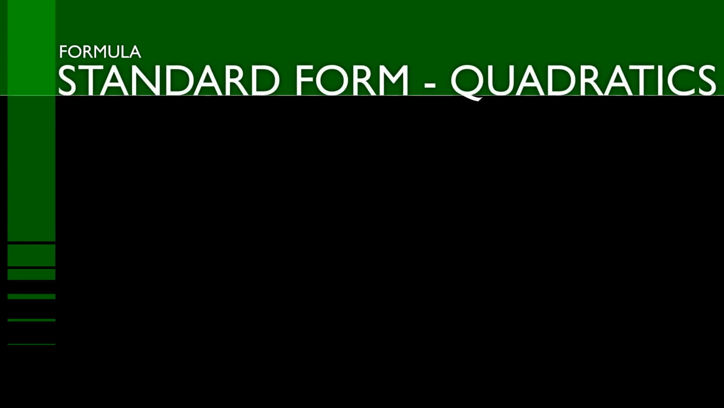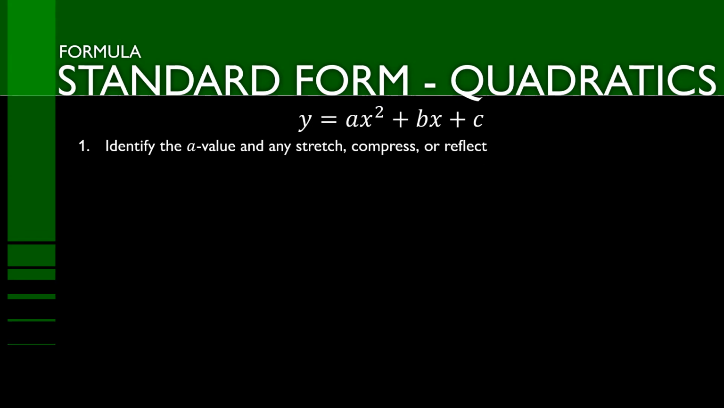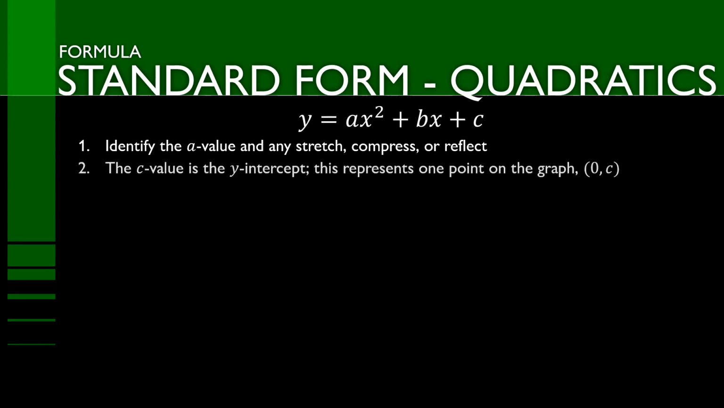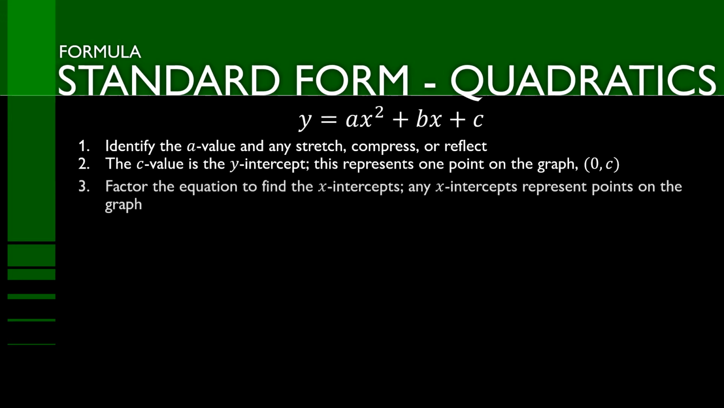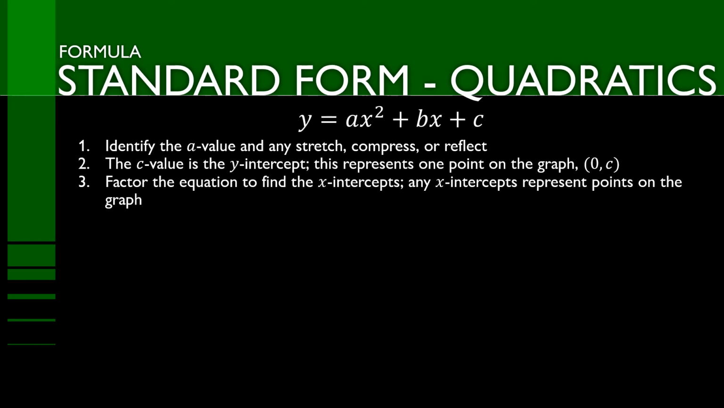So when we graph a quadratic out of standard form, these are the rules we're going to follow. The first thing is we're going to identify that a value and any stretch, compression, or reflection that goes along with it. Then we're going to locate the c value, and we know that the c value is the y-intercept. So this tells us one point on the graph, which is going to be (0, c). Then our third step is to factor the equation to find the x-intercepts. So the factors, again, are going to be the x-intercepts.